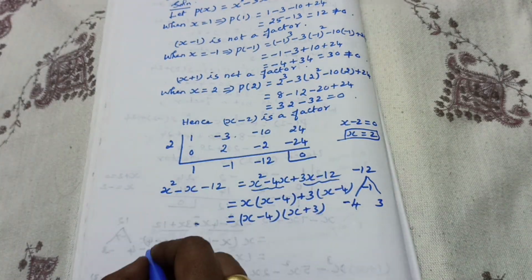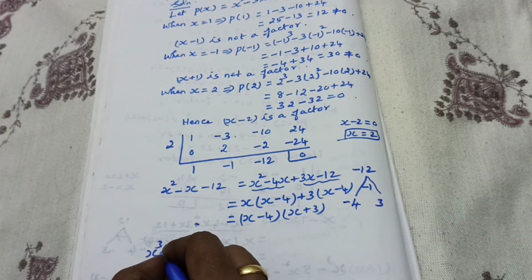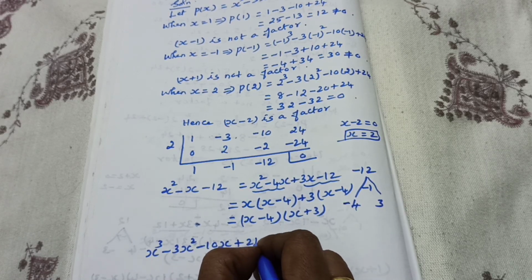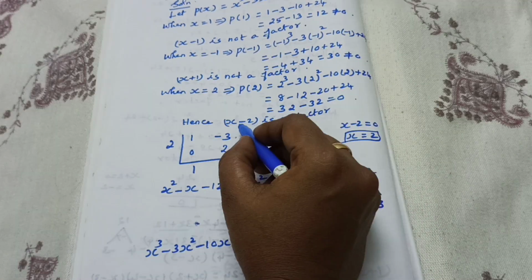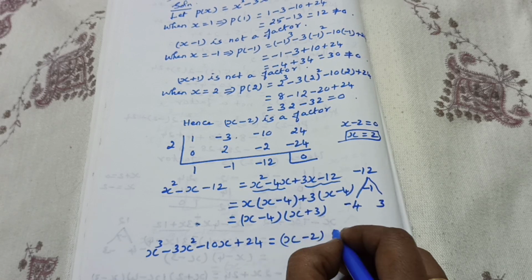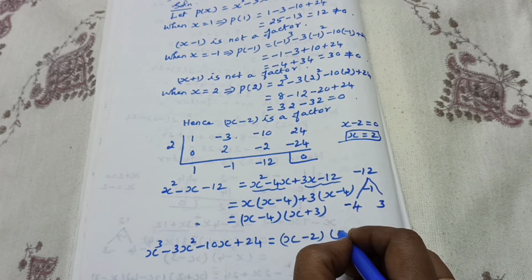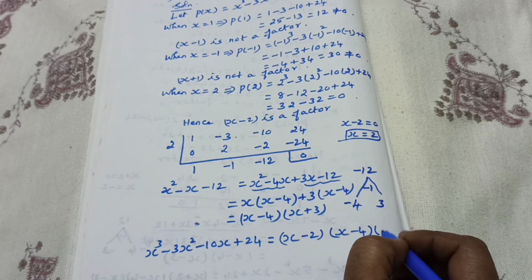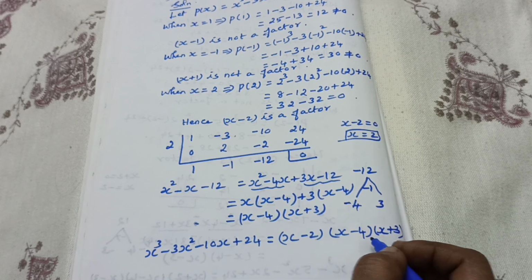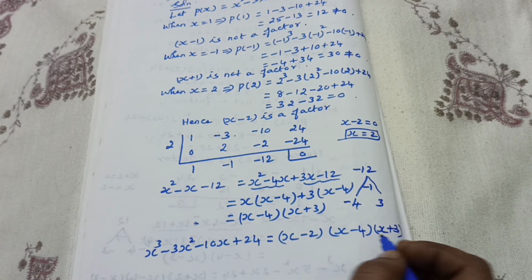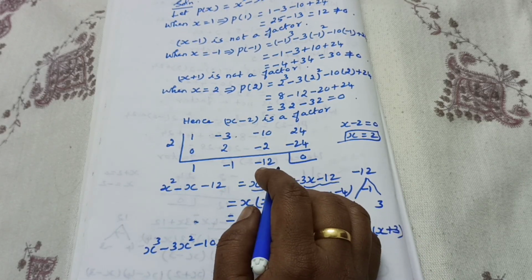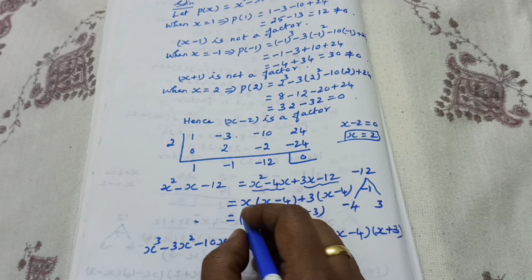And then you write the answer here. x cube minus 3x square minus 10x plus 24 is equal to, already we got x minus 2 is the factor, isn't it? That factor you should write into the remaining 2 factors, x minus 4 into x plus 3. And how many factors we got? 3 factors. Have you understood this method? This is a very important sum. So be careful and study. Next year also it is very useful for you.